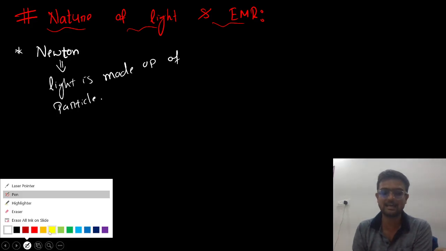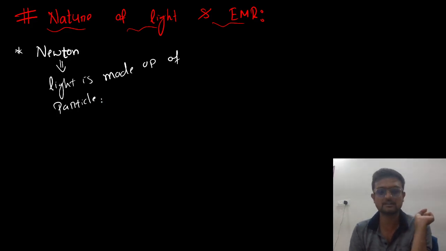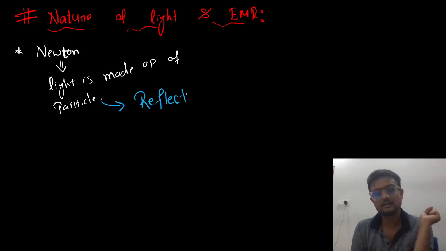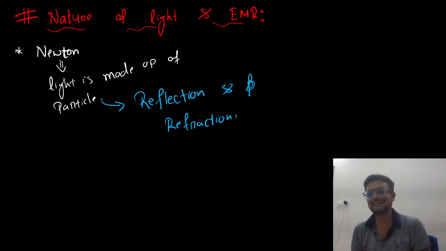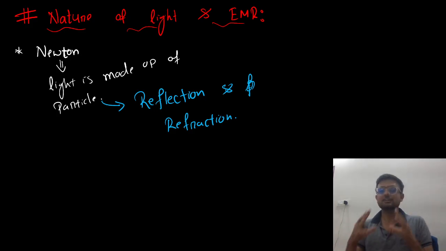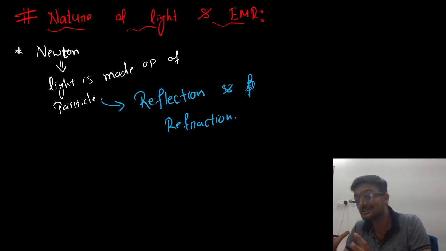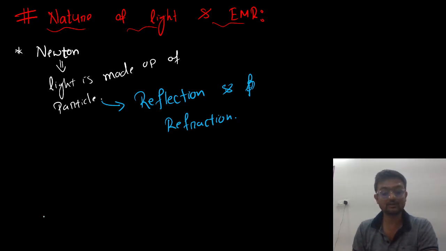Newton explained this with the help of two amazing things, that is reflection. I hope you have heard about reflection of light, and one more, refraction of light. So these two experiments prove that light has particle nature, but light was showing some other behavior as well. What are those other behaviors?